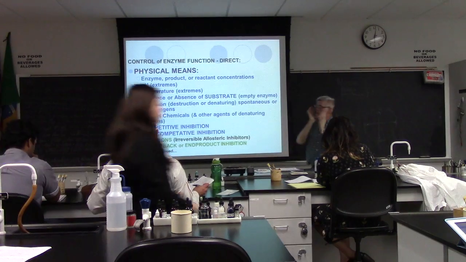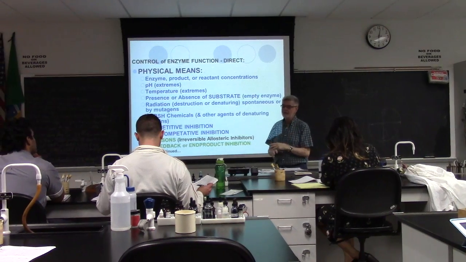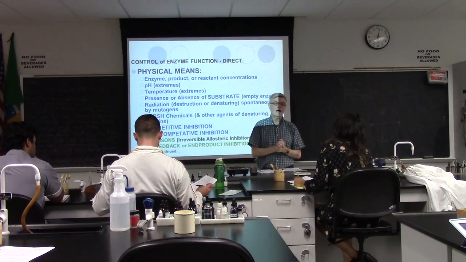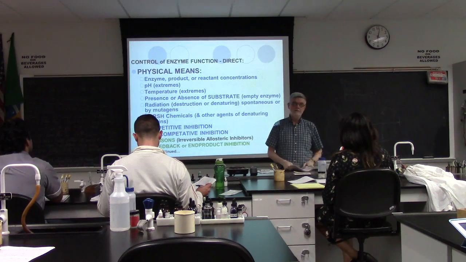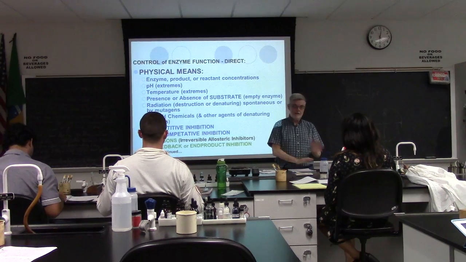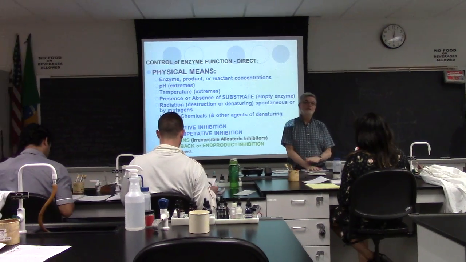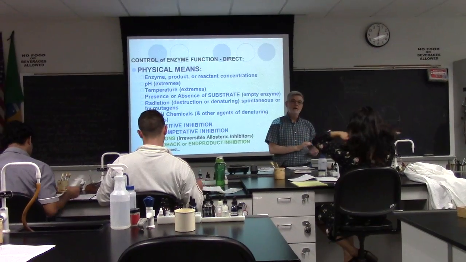Alright, so anyway, we were in the part of Chapter 5 which talks about speeding up and slowing down chemical reactions by affecting enzymes. And we said that there were direct ways of doing that and indirect ways. The direct ways are physical things in the universe that affect proteins and speed up or slow down chemical reactions.